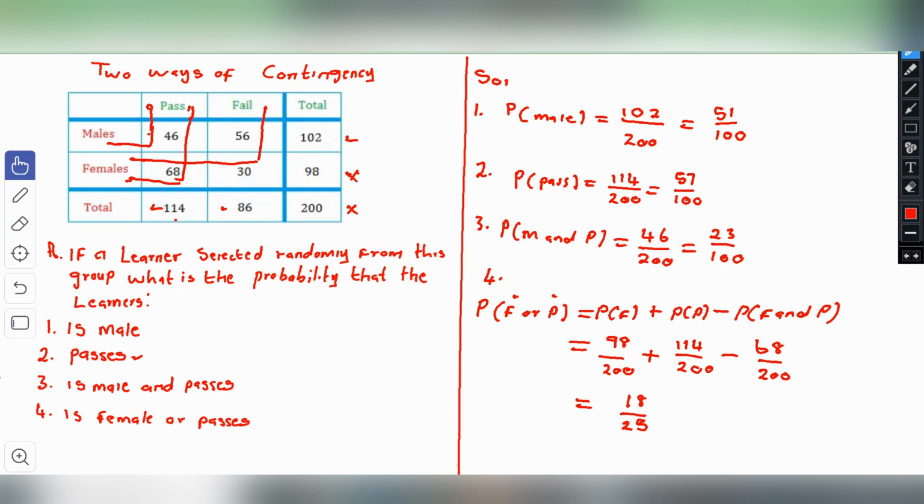So now I want us to talk about the second table. So let me just erase a few things here so that we can talk about the second table of the contingency.